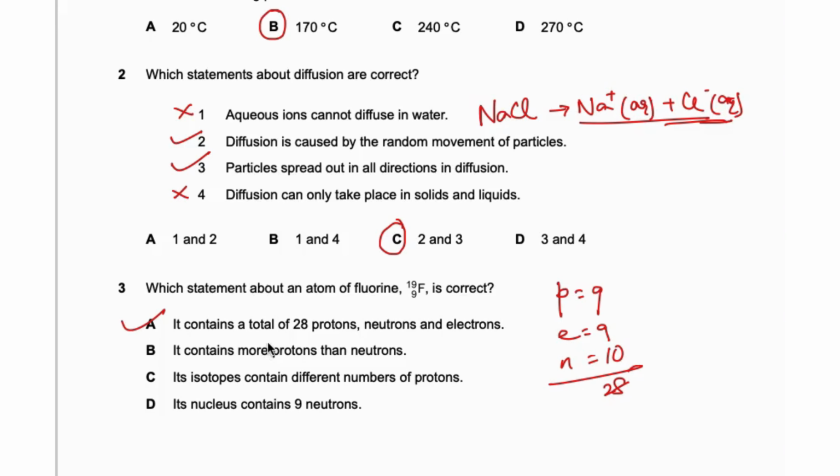It contains a total of 28 protons, neutrons and electrons. It contains more protons than neutrons? Protons are 9, neutrons are 10, so it is wrong. Its isotope contains a different number of protons? Isotopes contain different numbers of neutrons, so it is wrong. Its nucleus contains 9 neutrons? It contains 10 neutrons, so it is also wrong.